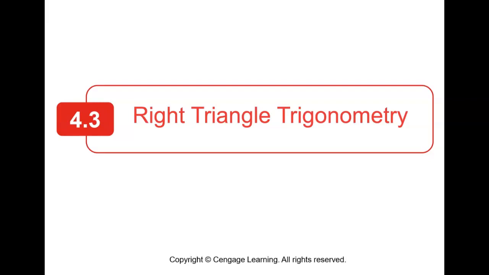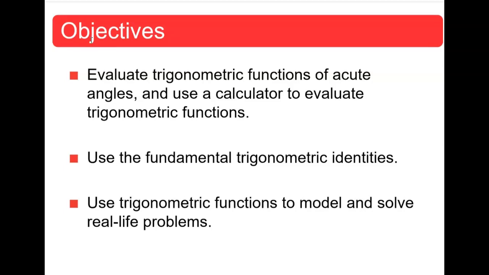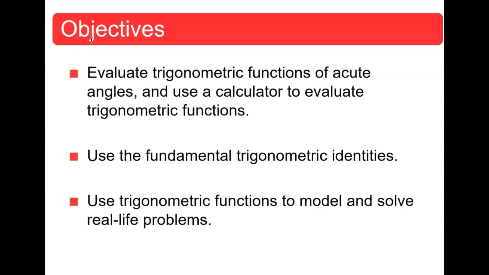This video will cover section 4.3, right triangle trigonometry. The objectives of the section will be to evaluate trigonometric functions of acute angles and use a calculator to evaluate trigonometric functions. Also to use the fundamental trigonometric identities and to use trigonometric functions to model and solve real-life problems.